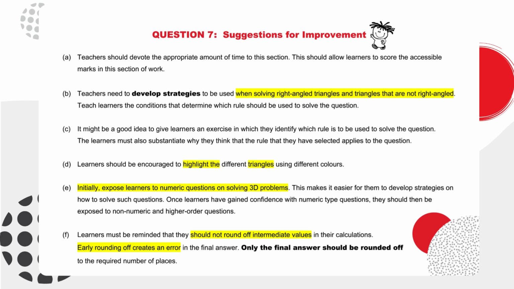C. It might be a good idea to give learners an exercise in which they identify which rule is to be used to solve the question. The learners must also substantiate why they think that the rule that they have selected applies to the question. D. Learners should be encouraged to highlight the different triangles using different colors.